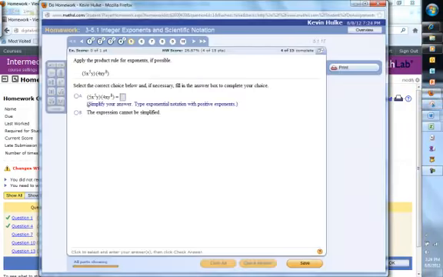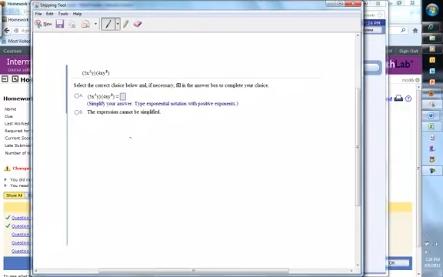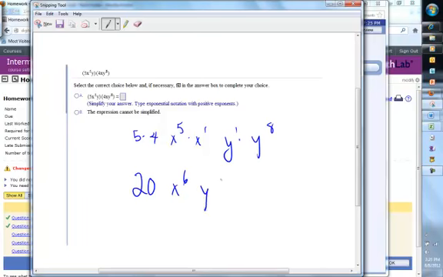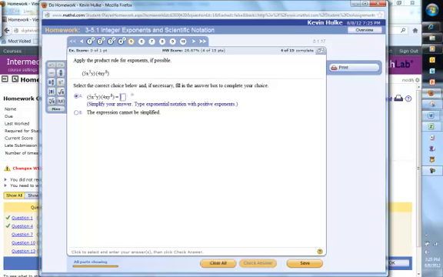Okay, let's look at this next one. So we take 5 times 4. We take x to the 5th times x. And we take y times y to the 8th. Well, this is 20. This is like 1, so 5 and 1 makes 6. And this is 1, so 1 and 8 makes 9. So it'll be 20 x to the 6th y to the 9th.